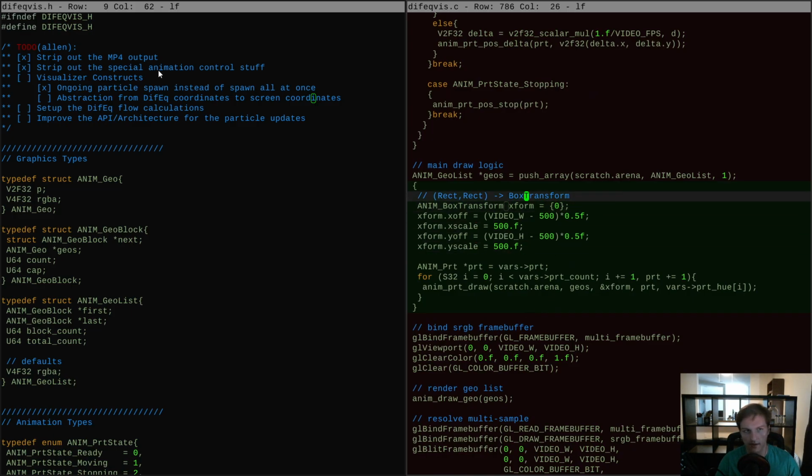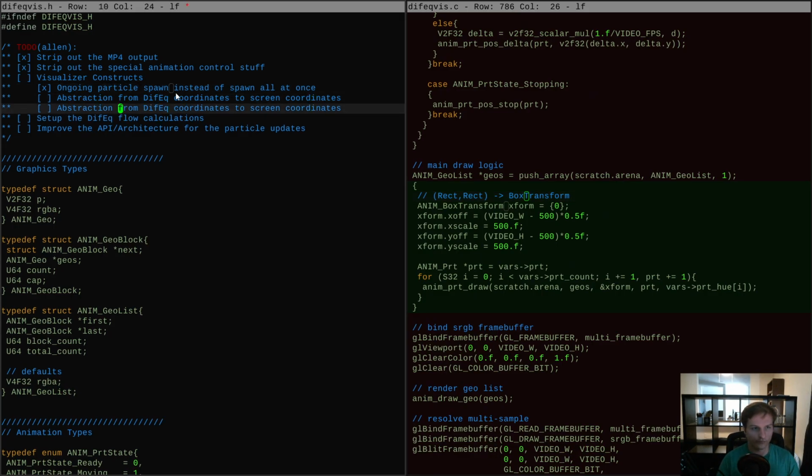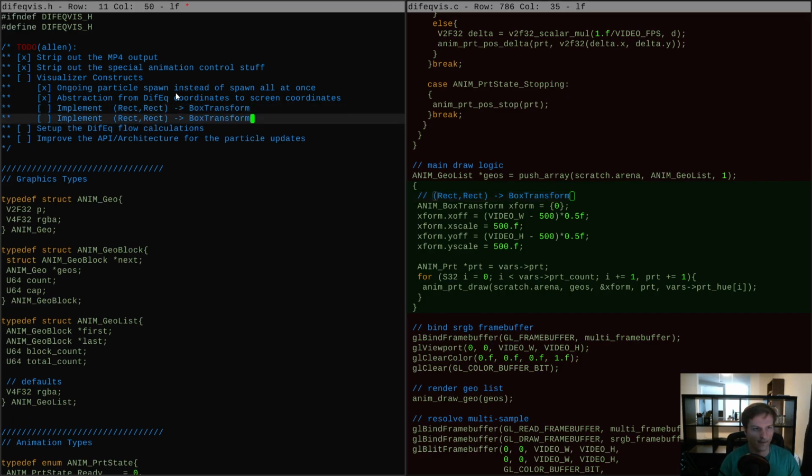Thinking about implementing this. Implement this. Screen space density particle death rule.